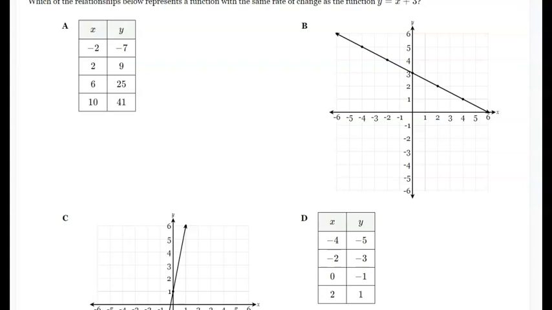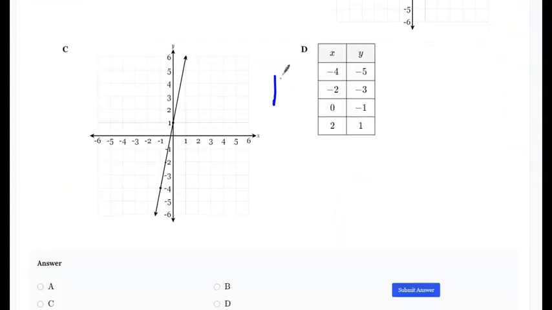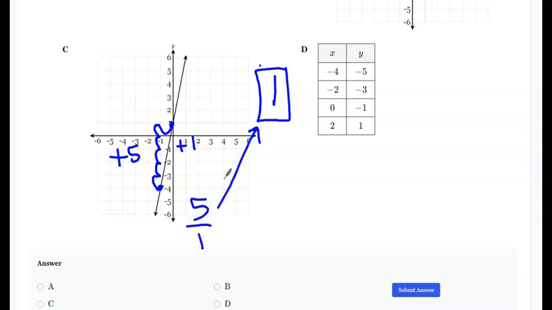So let's scroll down the page. Again, our magic number is 1. So let's take a look at this graph. I see 2 corner points. It looks like it has a rise of 1, 2, 3, 4, 5, a rise of 5, and a run of 1. And that is not the same.